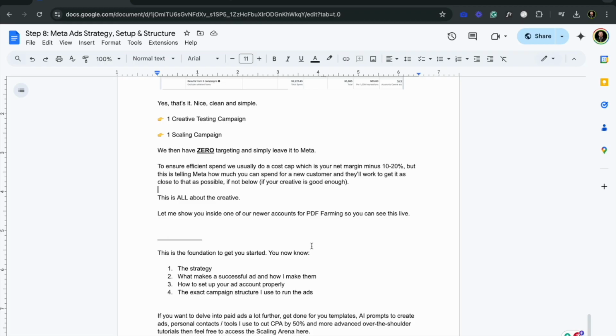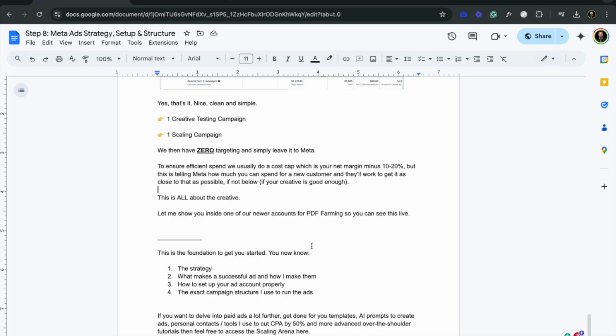To ensure efficient spend, we usually do something called cost cap, which is your net margin minus 10 to 20%. It's basically you telling Meta how much you can spend for a new customer, and they'll work to get it as close as possible, if not below. So this makes your ads a lot more efficient. If you don't have this, Meta will just spend. There are cases sometimes where we might not have it, but on the whole, we always use a cost cap, because I don't want to let Meta just go and spend all our money on stuff that isn't going to work or isn't working for us.